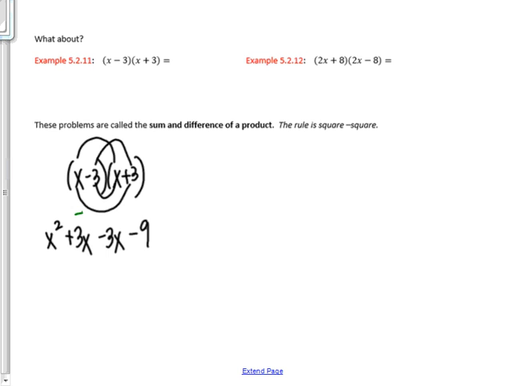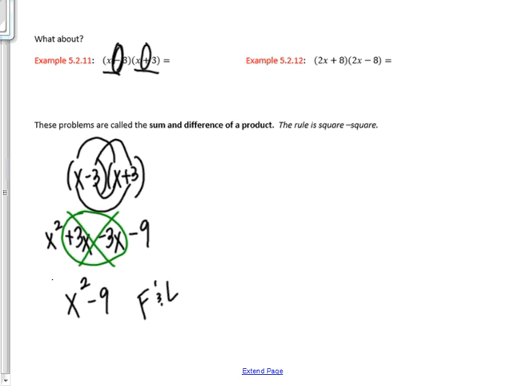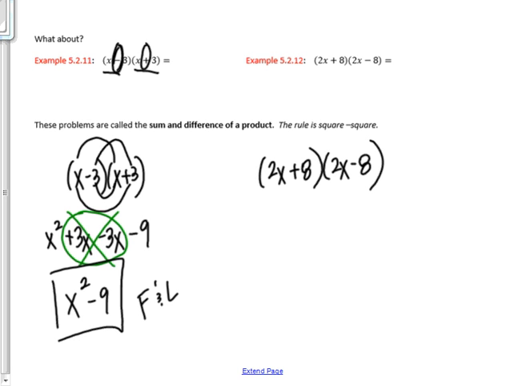So when I go to put the middle together, what happens to a positive 3x and a negative 3x? They cancel. So I'm just left with the first and the last. Now, that's going to always happen if you have the exact same parentheses with opposite signs. So the only two letters out of FOIL that you need are your first and last. So you can FOIL it all the way out and cancel the middle. There's nothing wrong with that. But if you notice, like we get to this next one, exact same parentheses, but opposite signs, if you want to save yourself a little bit of time, the only letters you need are first and last.